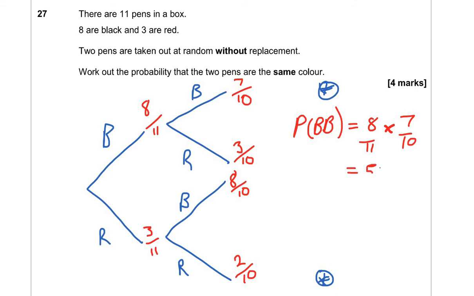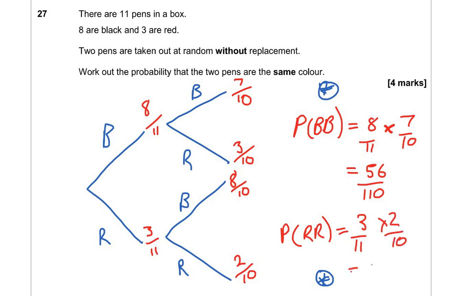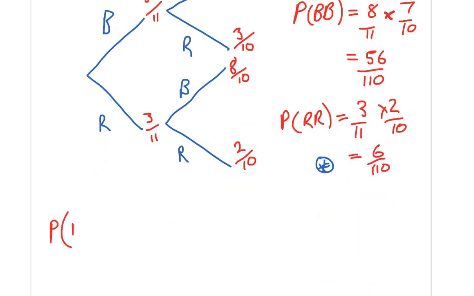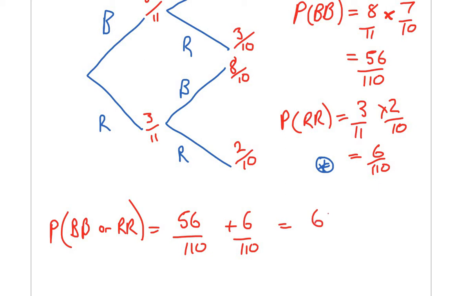Now the probability of black and black is 8/11 times 7/10. Right, and this equals 56 over 110. The probability of red and red equals 3/11 times 2/10, which equals 6 over 110. And now all we've got to do is add these together. So probability BB or RR, well, this is 56 over 110 add 6 over 110. This is 62 over 110. And does this simplify? Yes. We can divide by 2 and get 31 over 55. And that is the simplest form there.